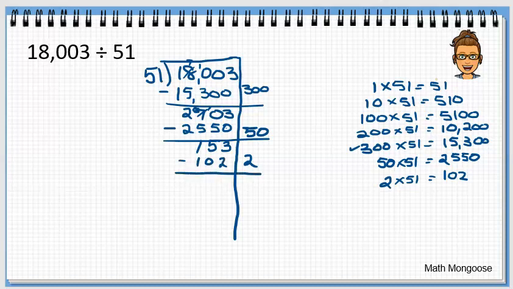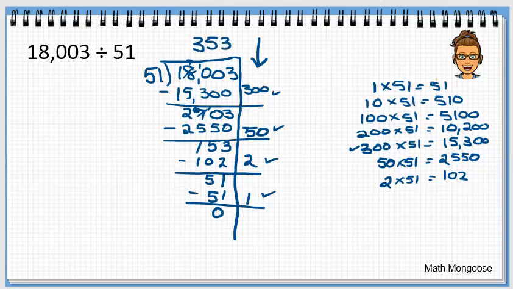Take away. 3 take away 2 is 1. 5 take away 0 is 5. And 1 take away 1 is 0. Well, look what we have now. We're down to 51. So we know that that is one group. One group of 51 we take away, and we're down to 0. So now we're ready to find our answer, and we're going to look in this column. We can add them in our head. 300 plus 50 is 350, 52, 53. So our answer is 353.